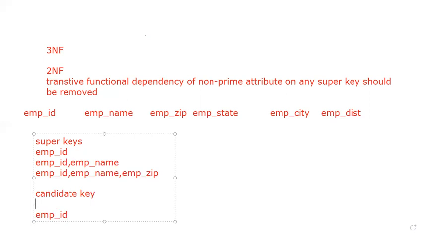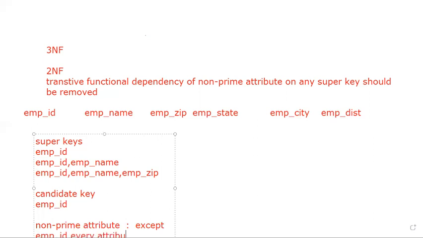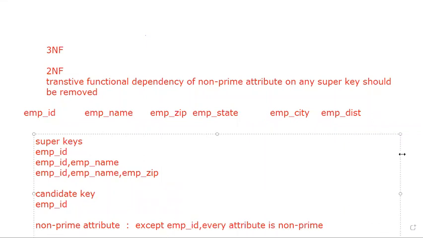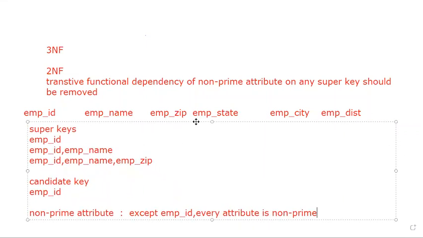So then, coming to the point, what are the non-key, non-prime attributes? The non-prime attributes here are all attributes except employee ID, EMP ID. Every other attribute is non-prime. So there is no necessity for the remaining attributes to depend upon the employee ID attribute. So this is the concept.